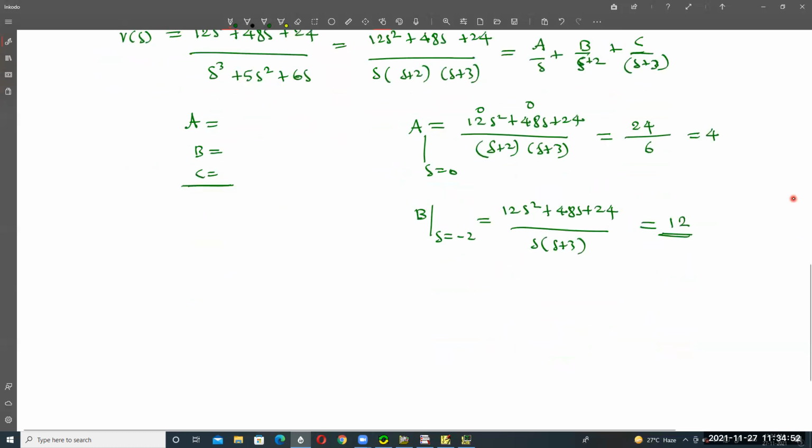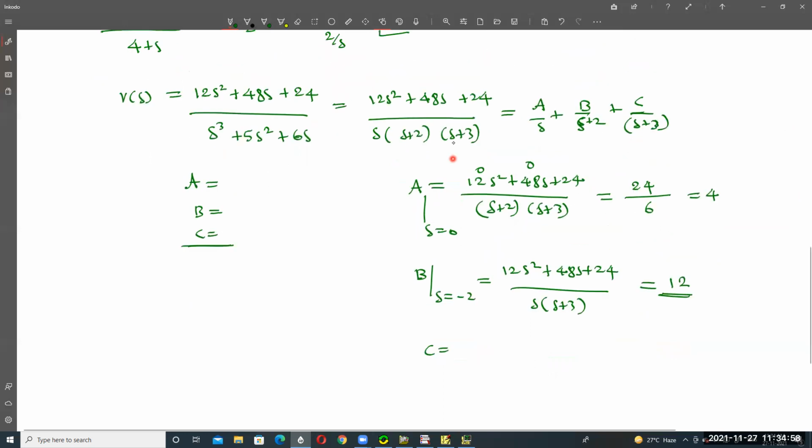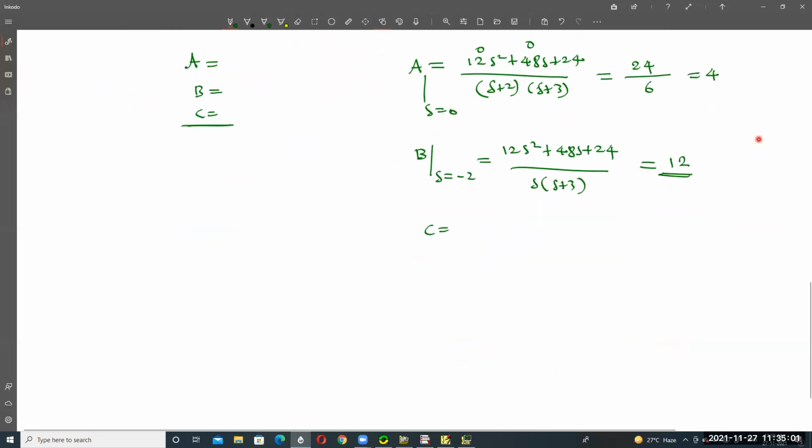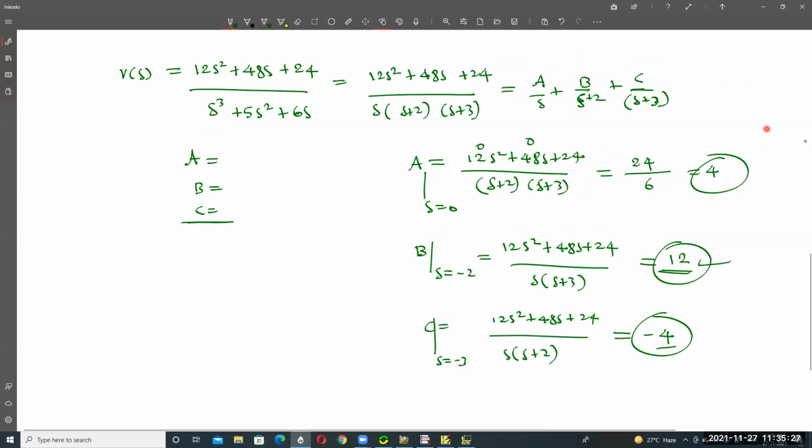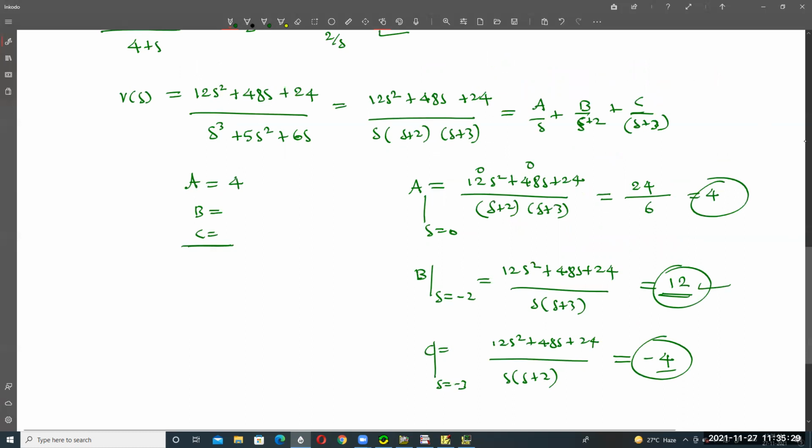Similarly, for C, at s is equal to minus 3. How to find C means by substituting minus 3 in (12s² + 48s + 24) divided by s times (s + 2). Substitute in this equation, you will get minus 4. So A is equal to 4, B is equal to 12, and C is equal to minus 4. Understood?